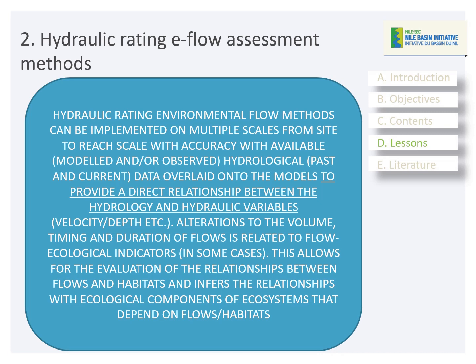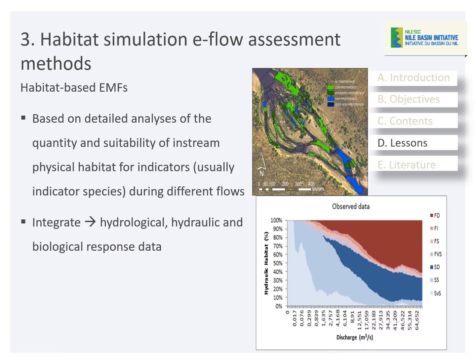This provides a direct relationship between hydrological and hydraulic variables, velocity, depth, wetted perimeter information, for example, habitat characteristics, that is, and alterations to the volume, timing, duration of flows is related to flow ecological indicators. In some cases, again, there's no direct correlation. This allows for the evaluation of relationships between flows and habitats and infers the relationship with ecological components of ecosystems that depend on those flows or habitats. And what's important here is that you still get information on at what point you start to flood floodplains, and that floodplain inundation is provided. But that's based on the method.